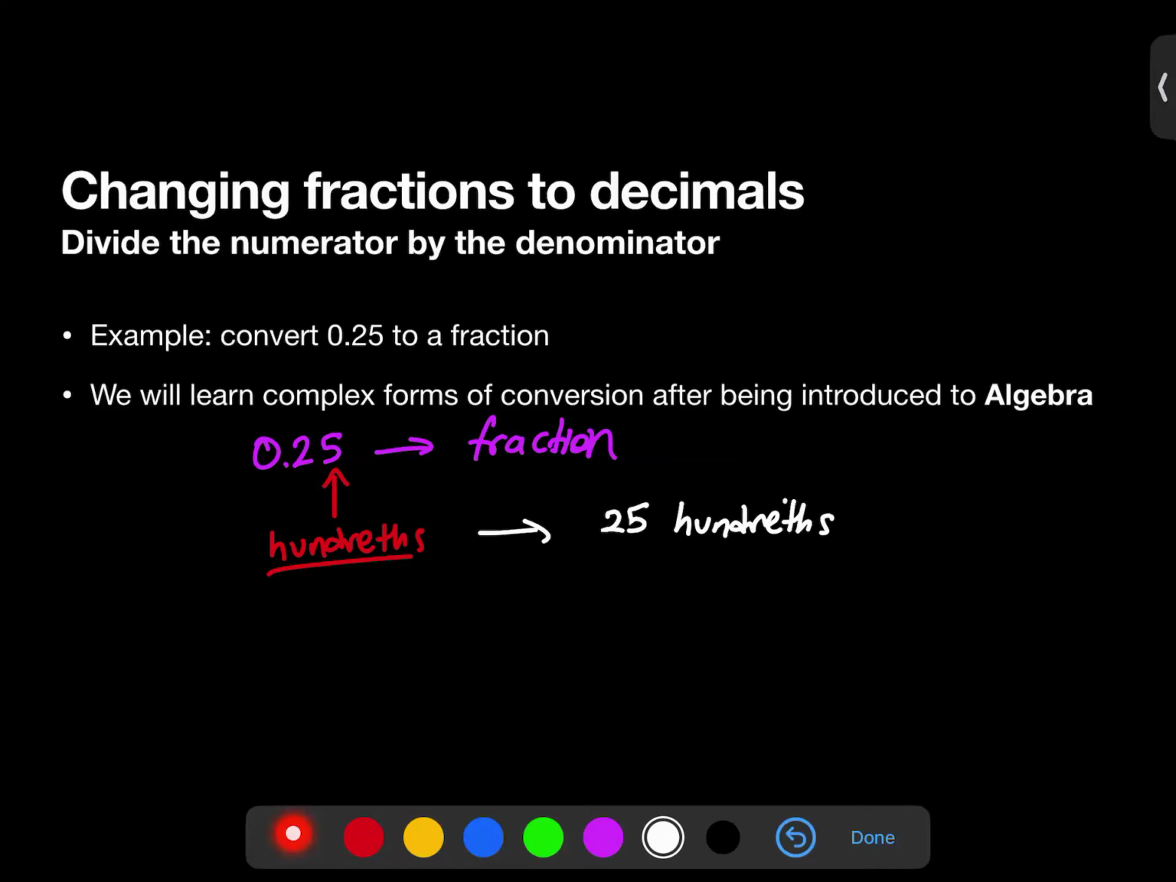And you can see the number hundreds. So this means we have 25 over 100. So this is 25 hundredths, right? So how can we simplify this fraction, which is 25 by 100? Can anyone tell me?